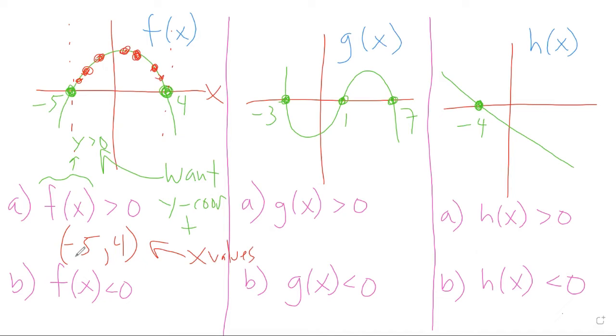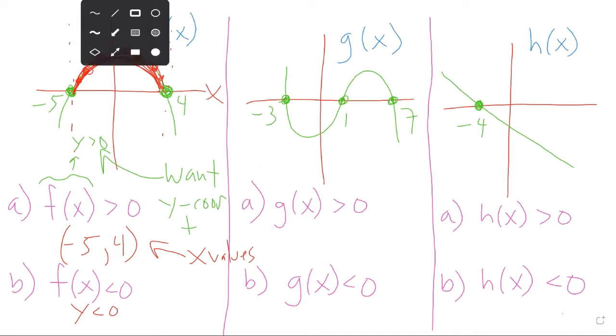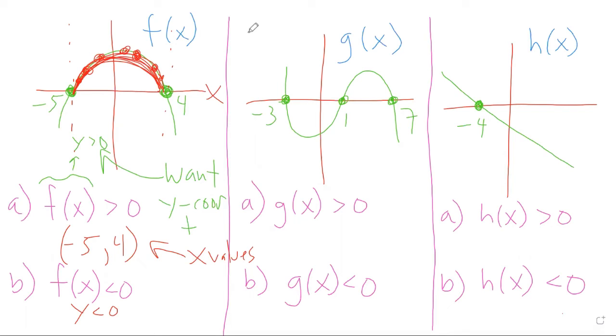So for x values between -5 and 4, the y coordinates are going to be greater than 0, because between -5 and 4 we have this part of the graph which is above the x-axis. For part B, it's the opposite. You want the y coordinates to be less than 0. So when are the y coordinates less than 0? Let me do this in pink. During this part and during this part.